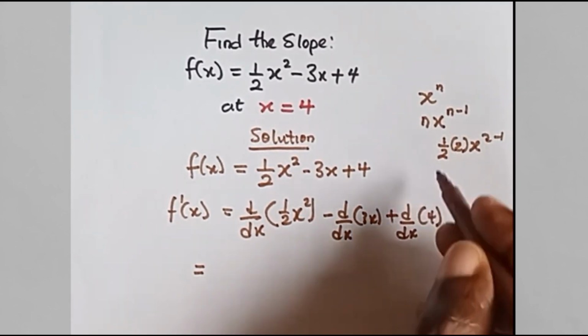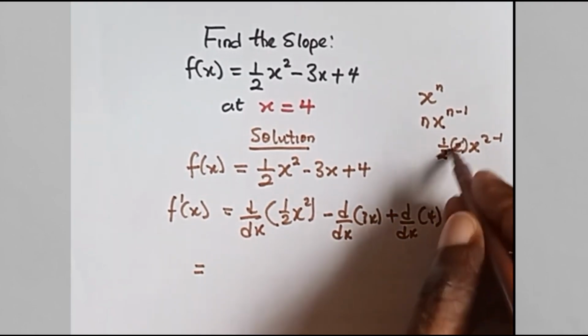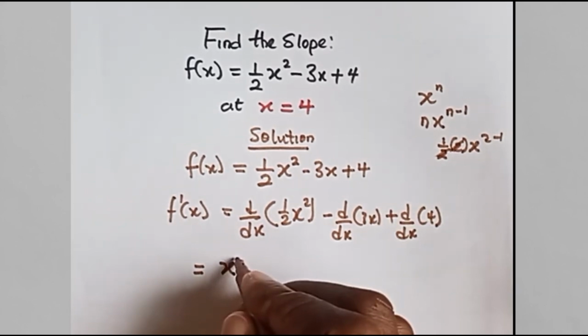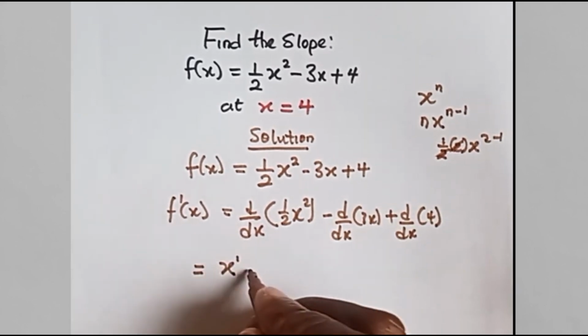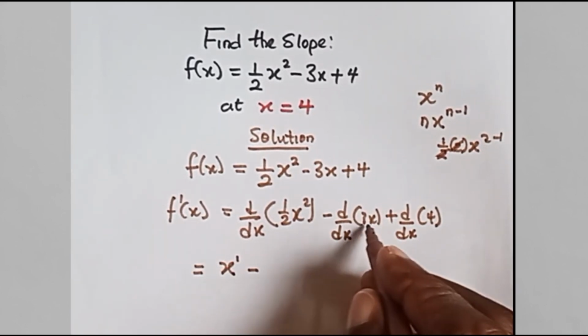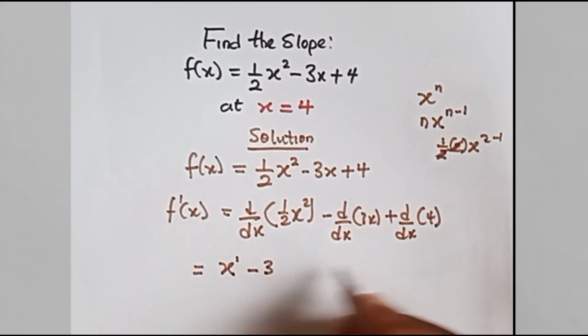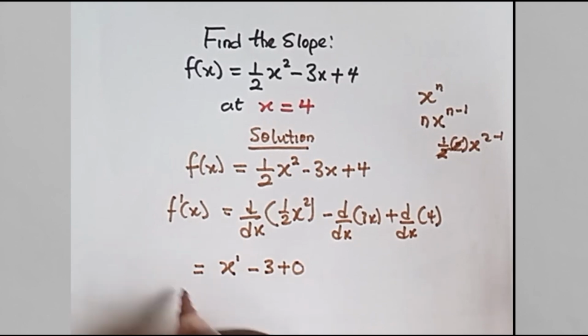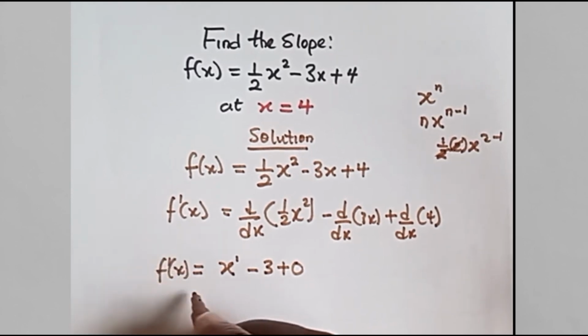By the time you do that, these two cancel these two. So we have x raised to power 2 minus 1, which gives us 1. Minus, if you differentiate 3x, it's going to give us 3. And when we differentiate a constant, it gives us 0. So the derivative of this function gives us x minus 3.